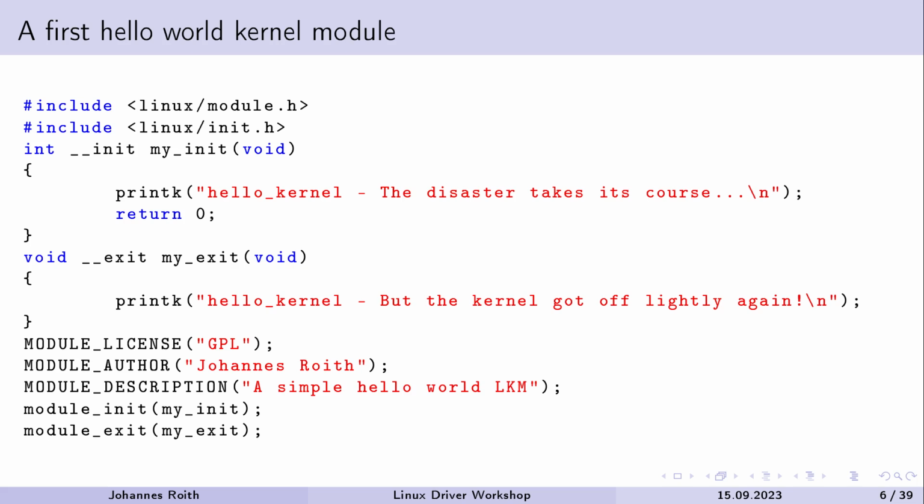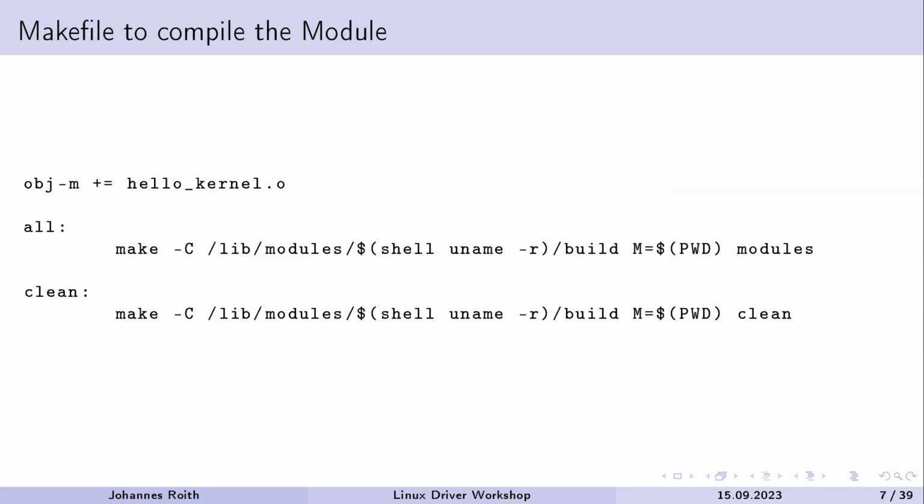Now let's take a look at how we can build it. So you have to know the whole kernel is built over a Makefile. And here you can see a simple Makefile to compile our kernel module. So first we are adding hello_kernel.o to the variable obj-m. So when you're compiling the Linux kernel and you have a driver on hand, you can decide if you want to compile it directly into the Linux kernel.